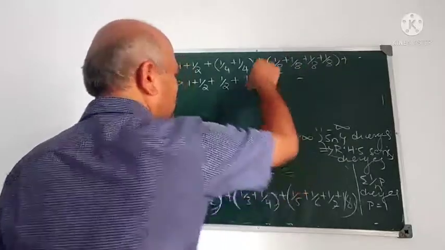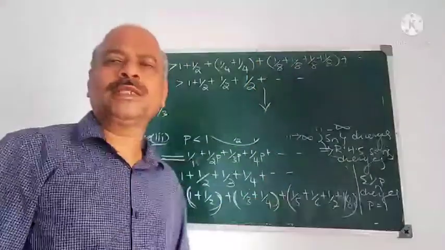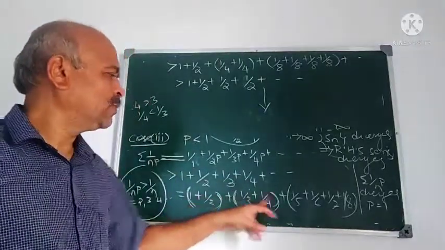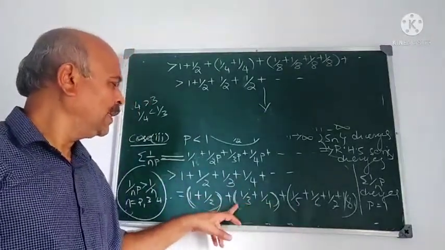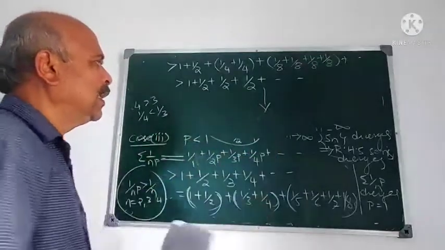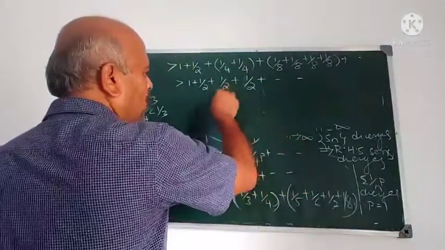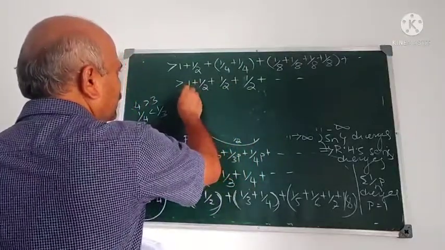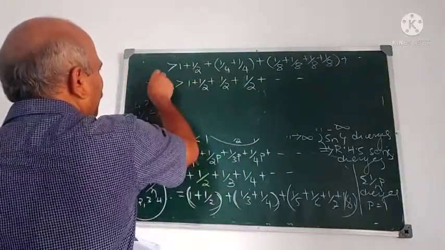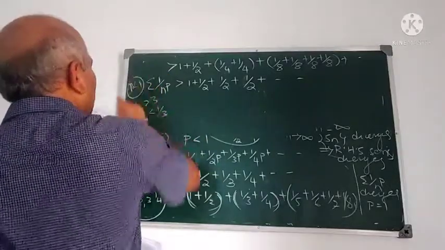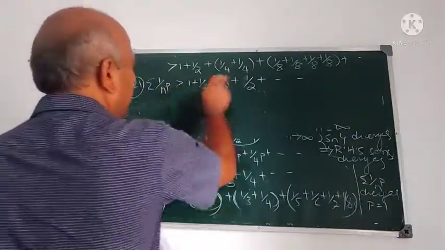Now the rest of the thing is exactly the same case as the second one: 1 by 3 plus 1 by 4 and so on. Now we arrange the terms of the series like this. Now it reduces to exactly case 2. What have we done in case 2? It is sigma 1 upon n raised to p when p is less than 1. Here, third case, it is like this, it is greater than this.